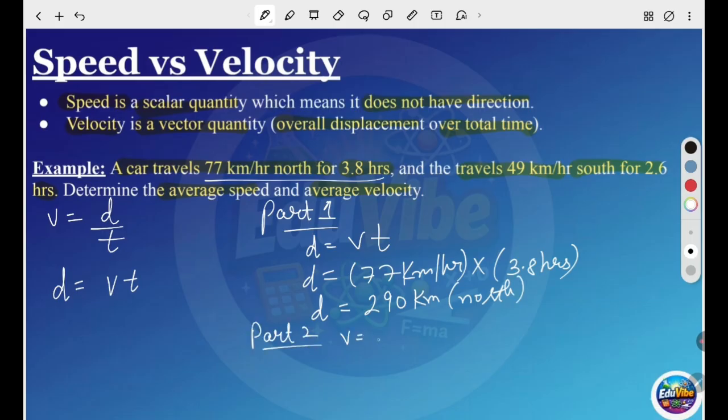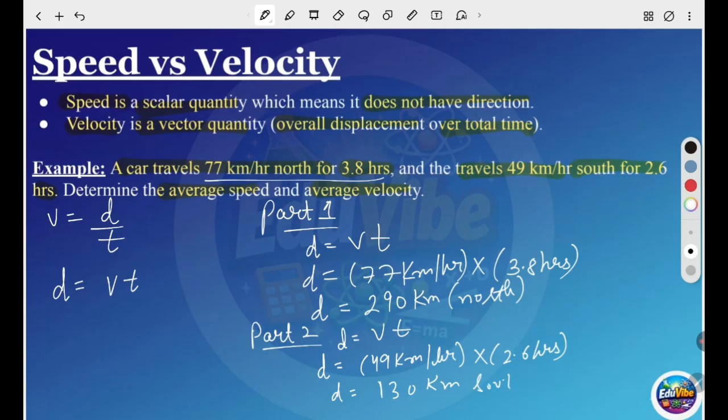For part 2, again, d is equal to v times t. V is 49 kilometers per hour and time is 2.6 hours. So we get a distance of 130 kilometers south. So this is our distance in the north and this is our distance in the south. From these we calculate the average speed and average velocity.